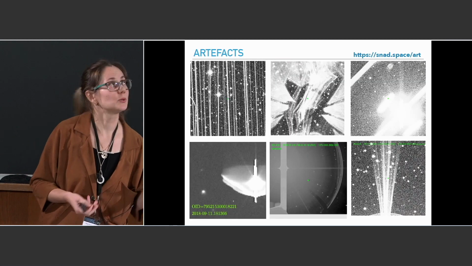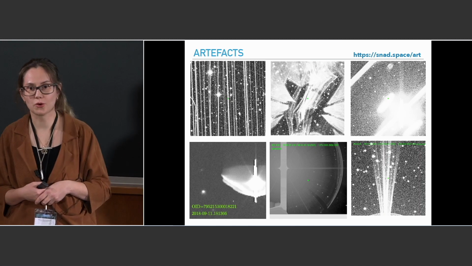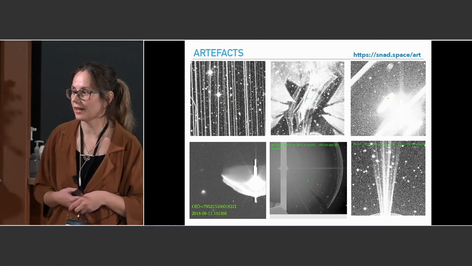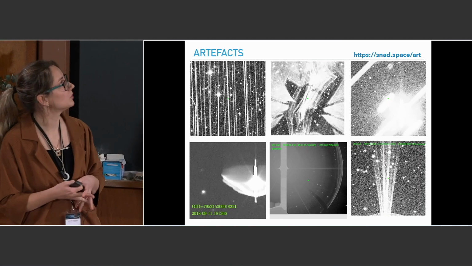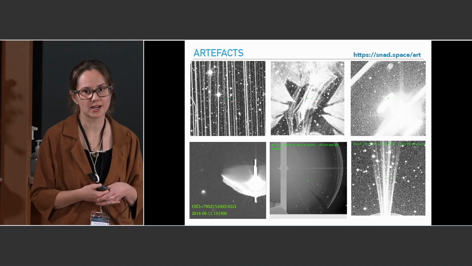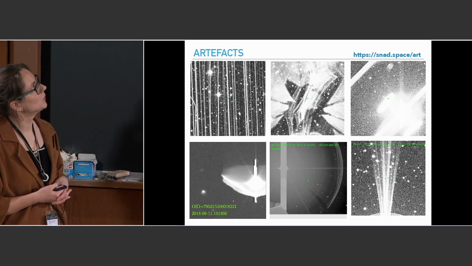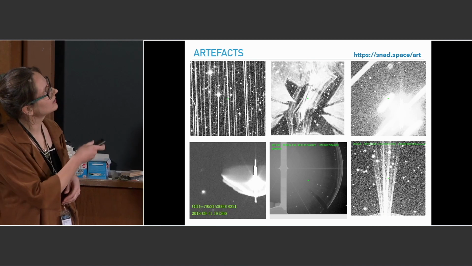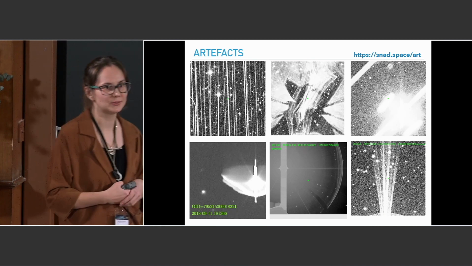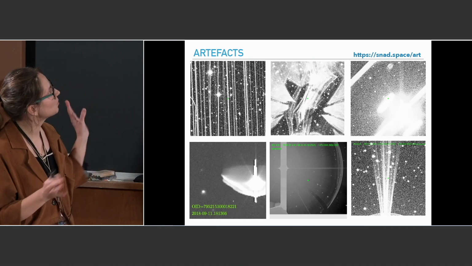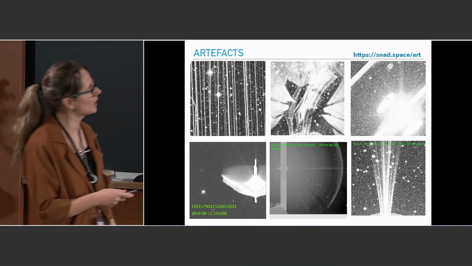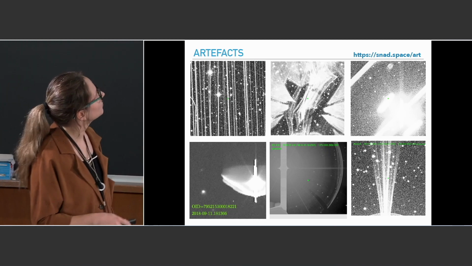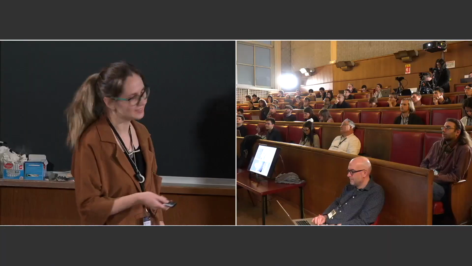And to have some fun, of course, among the outliers found by the machines, there are a lot of different artifacts. We store them at snad.space/art. If you are interested, there are many more. Here, just a few examples are given, and some of them look really crazy.